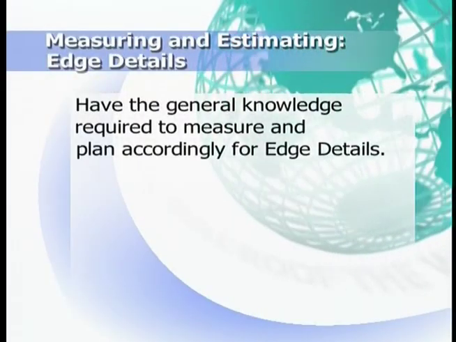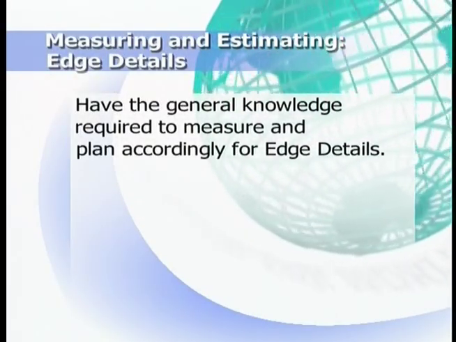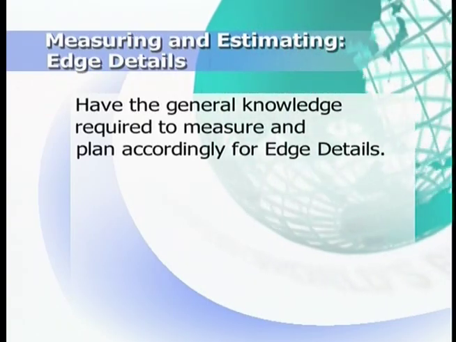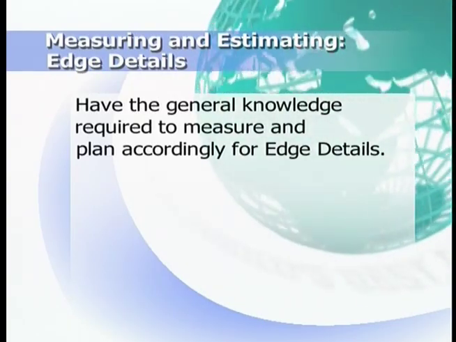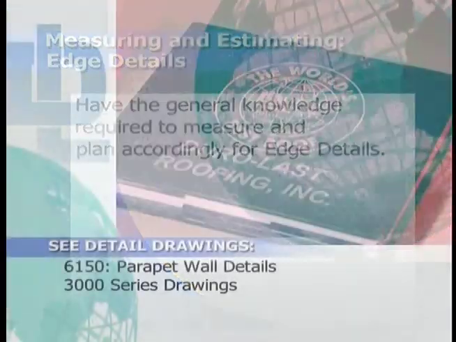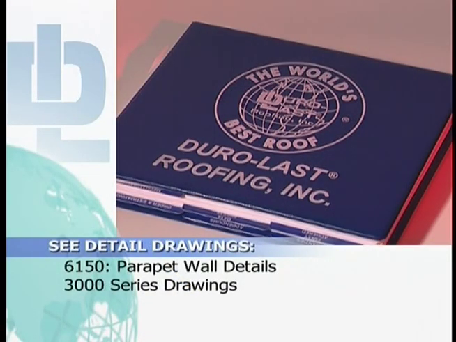The purpose of this short video clip is to give you the general knowledge you need to accurately measure and plan for the edge details in your Duro-Last roof project. To understand Duro-Last edge details, refer to Detail Drawing 6150 for all parapet wall details and all 3000 series details. These are in the Duro-Last spec manual.